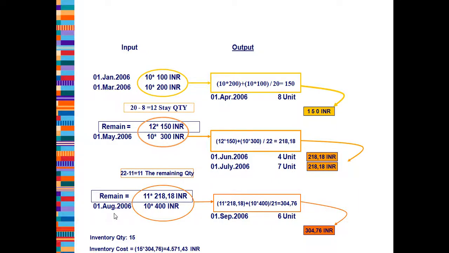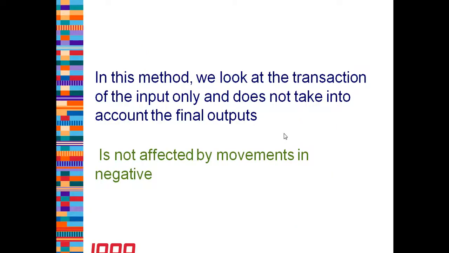Suppose on 1st of August I again purchase 10 more materials with a unit price of 400 rupees. So what will be the average then? It will be 304.76. Then on 1st of September I sell 6 units. So the remaining inventory quantity is now 15, as before it was 21, then I sold 6 units, so it becomes 15. So the inventory cost becomes 15 into 304.76, which is the average unit cost for each material, equal to 4571.43 Indian rupees.